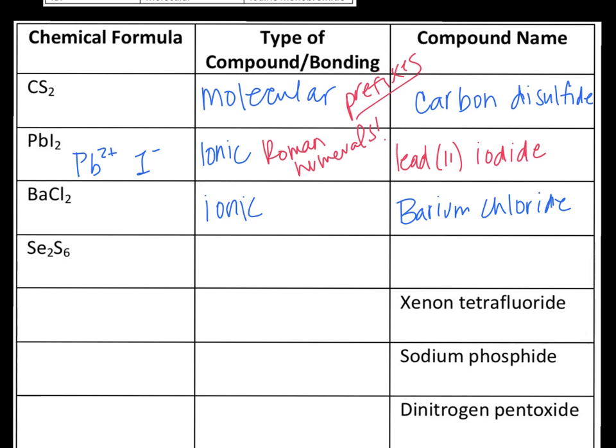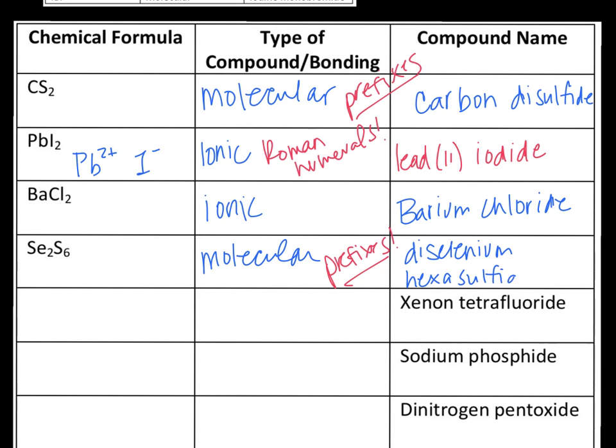All right, and next is Se2S6, and they're all nonmetals, so it's molecular. And so with molecular compounds, we have to use prefixes. And so the prefix for selenium is di, because there's 2 of them, so that's diselenium. And then hexasulfide, because there's 6 sulfurs.